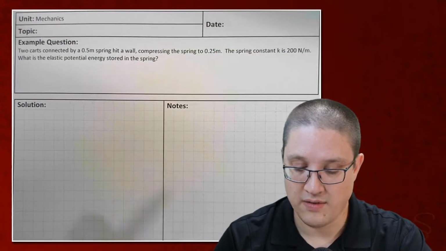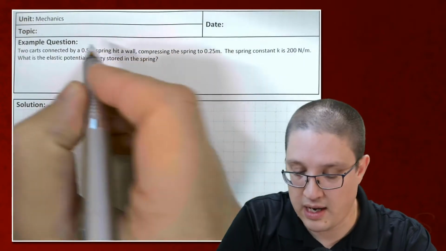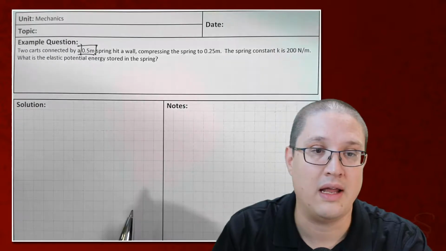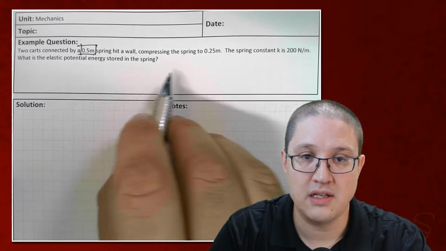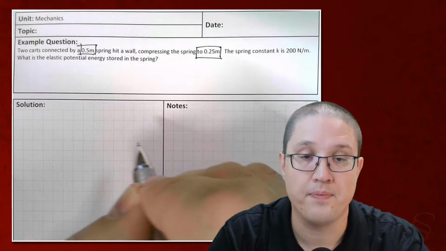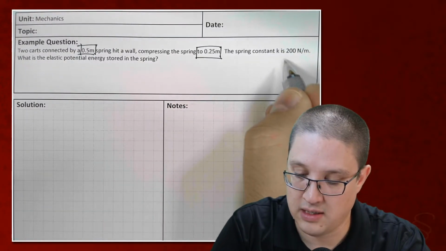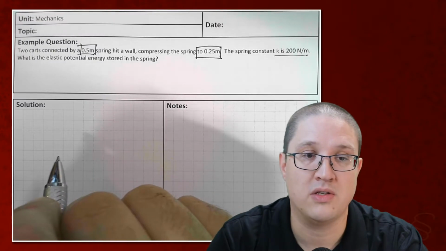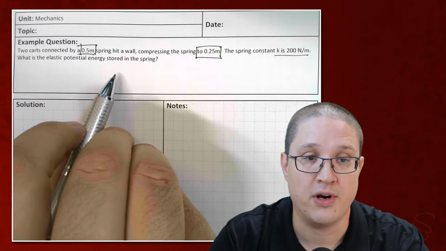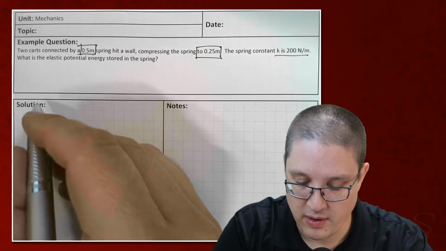In this case, I've got two carts connected by a spring. So I've got a length of a spring, compressing the spring to this length here. The spring constant, or k, is 200 newtons per meter, so we've got that already. And what is the elastic potential energy stored in the spring? So let's start by writing down what we know.